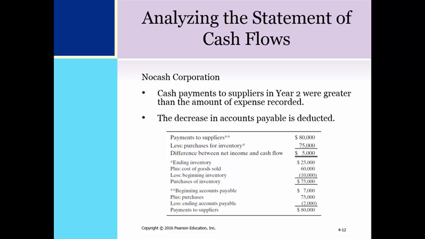The cash payments to suppliers is calculated by analyzing the accounts payable account. See the last calculation on this table. The beginning account payable balance of $7,000 would be increased by the inventory purchases of $75,000, and since the accounts payable balance at the end is $2,000, No Cash paid suppliers $80,000 in cash.